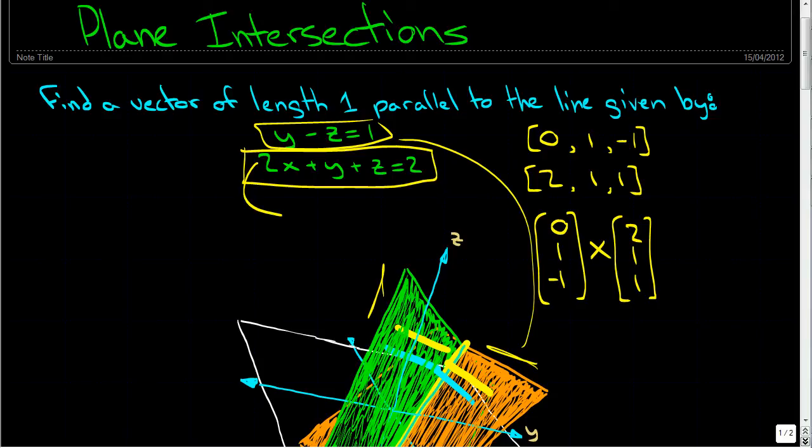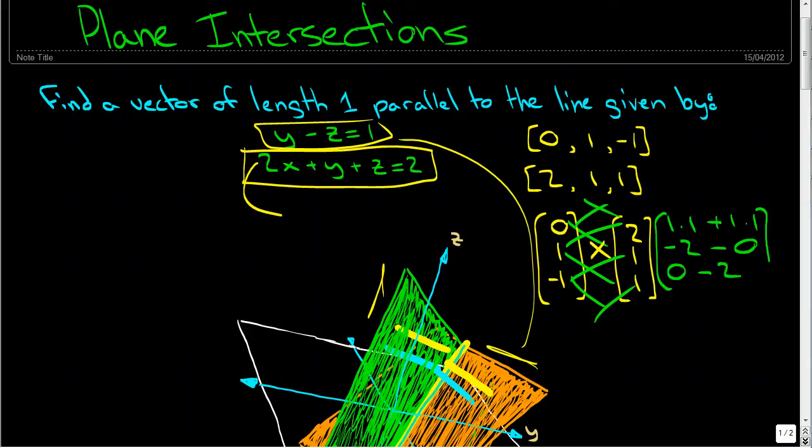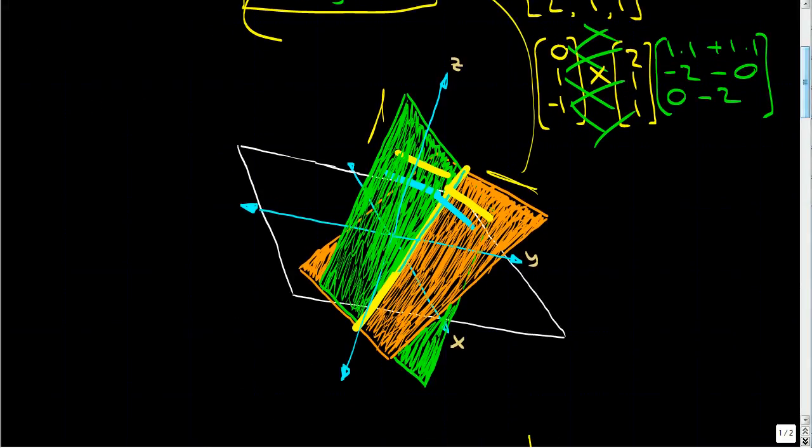So I'll just go ahead and calculate this. We have 1 times 1 minus the negative, so that's plus 1 times 1. And then negative 2 minus 0, and 0 minus 2. So there's our cross product. That's going to give us our vector that's perpendicular to both those normals. So we have 1 times 1 plus 1 times 1, so we end up with 2, negative 2, negative 2. So that is our vector that is parallel.